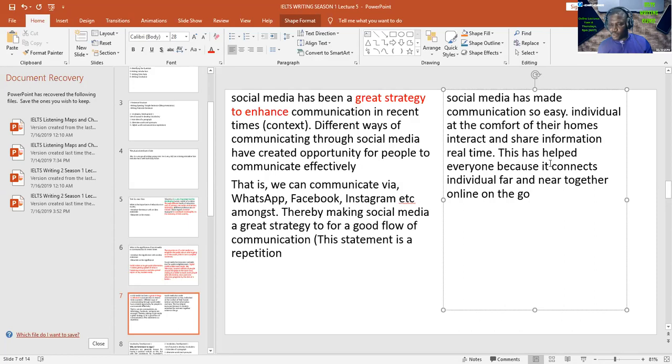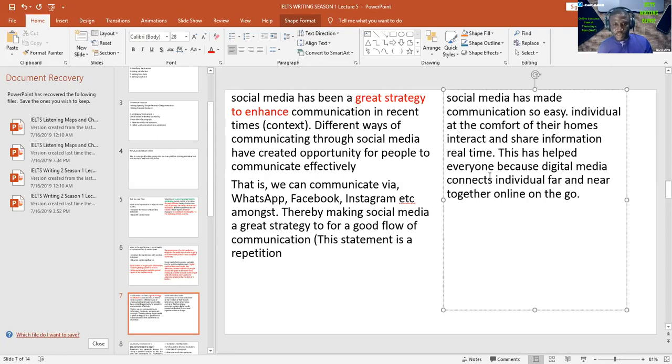You are far from social media. You did not mention social media in your second statement, and then here you came to refer to it as "it". It's not bad, but the message is lost somewhere. So because digital media, I want you to mention it now: digital media connects individuals far and near together online on the go. So that is it.